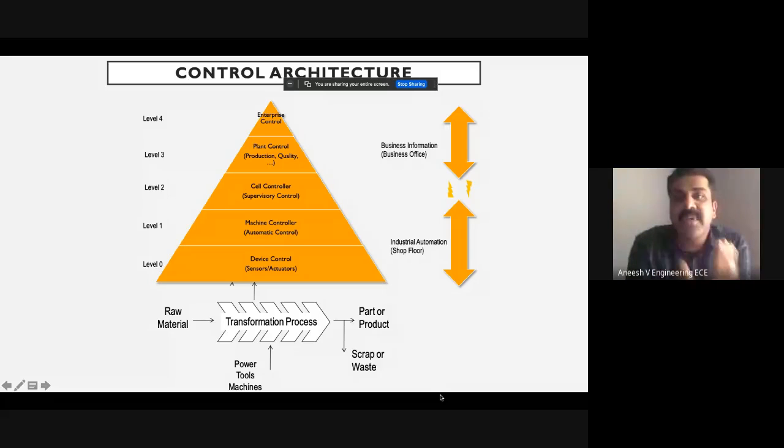That means the implementation from the base sensor to the enterprise control is all concluded in 4 different levels, called the control architecture. In that, device control to cell control belongs to industrial automation or shop floor control, and plant control and enterprise control belong to the business information or business office control action. So these are the basic control architecture.